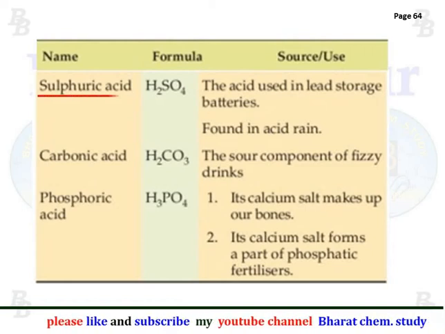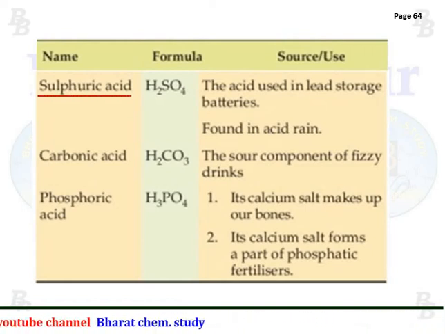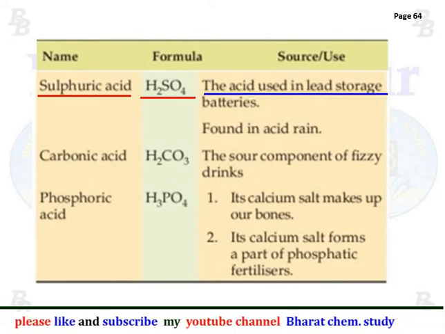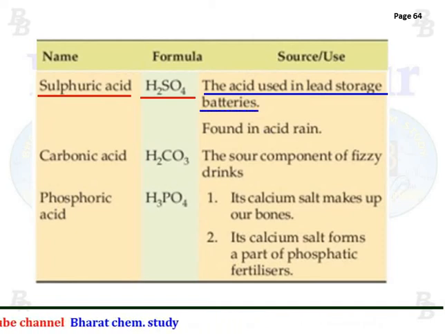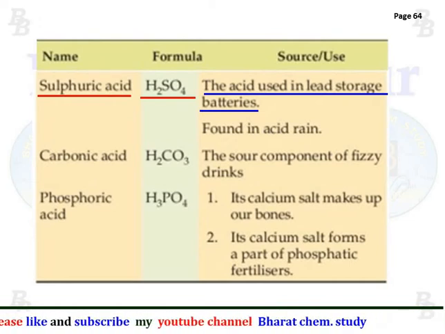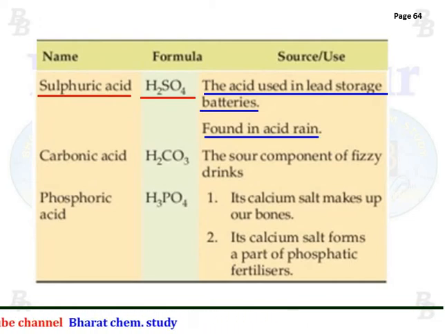Next is sulfuric acid, having the formula H2SO4. It is the acid used in lead storage batteries. So whatever batteries you are using at your home, in your inverters, in your bikes, in your car, they mostly contain sulfuric acid in them. It is also found in acid rain.